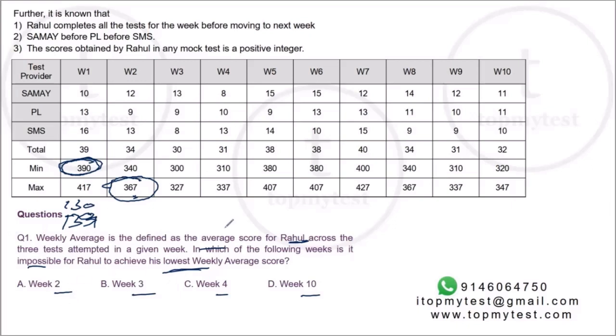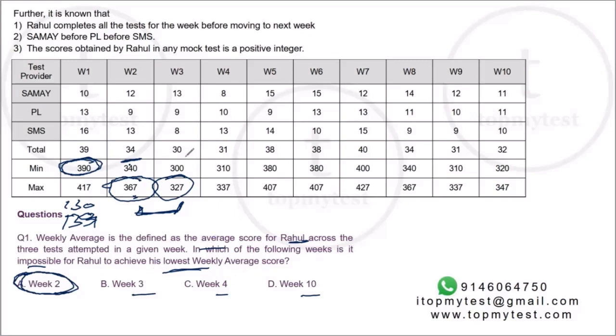So let's check week 2 and week 3. If you check week 2 and week 3, can week 2 ever be lower than week 3? It's not possible, right? The lowest possible for week 2 is higher than the highest possible of week 3. So week 2 can never be the lowest among the given ones.